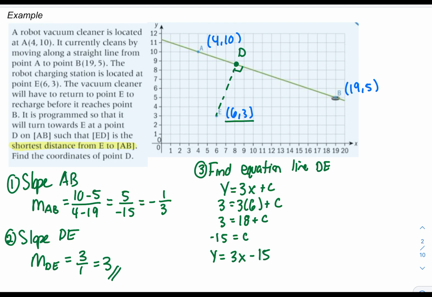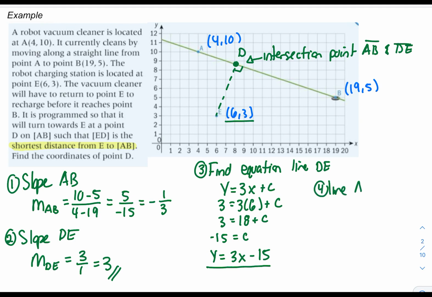Now we're looking for point D. There are a few ways that we can do this, but one of the ways we can find point D is that it's the intersection point between the line AB and the line DE. I have the line DE, I have this one here. However, I'm still needing to find the line AB. So for my fourth step, I'm going to find the line AB. The line AB, I know it has a slope of negative 1/3, so it's going to be negative 1/3 x plus c. And then I can replace either point A or point B into this equation.